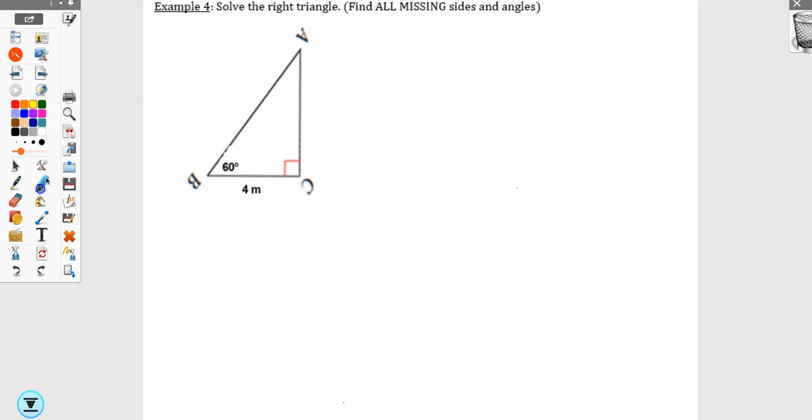The last thing we're going to look at is solving a right triangle. And what that means is we want to find all missing parts. So in this case, there's three things that we need to find in this triangle. We need to figure out what is the measure of angle A, what is the length of segment AC, and what is the length of segment AB.